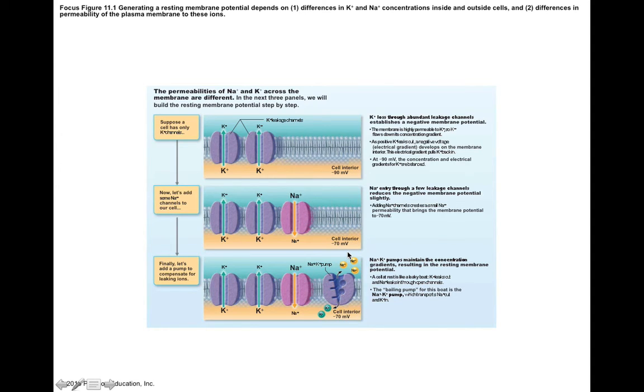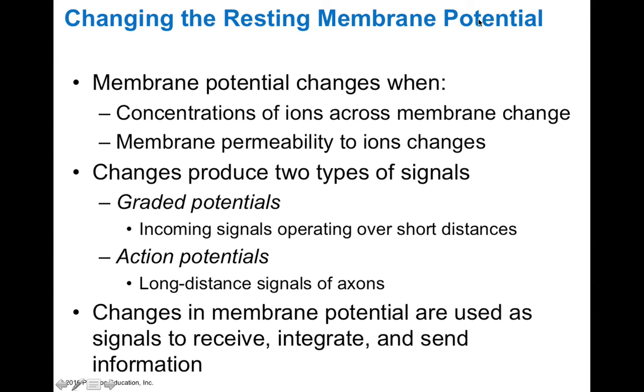Now, this concentration gradient is maintained by the sodium-potassium ATPase over time. So resting membrane potential is basically due to the concentration of ions across the membrane and the permeability of those ions. The membrane potential can change with graded potentials and action potentials. Remember, graded potentials are incoming signals that operate over short distances. These things can degrade over time and distance, so they get smaller. Action potentials are long-distance signals that actually don't get smaller. They stay the same size. We'll make sense of this later.